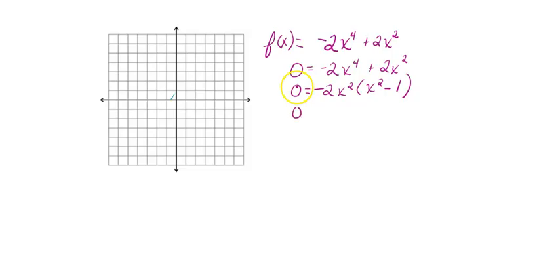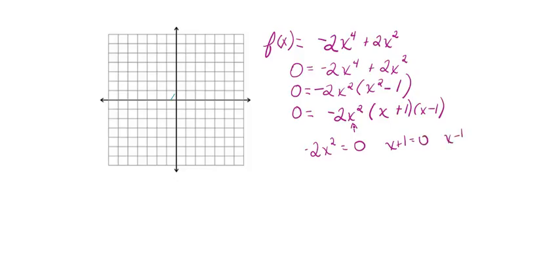Now, I can do one more factor. I can factor out that quadratic. I have this quadratic, -2x squared, and then I can factor this. This is a difference of 2 squares, so that factors into x plus 1 times x minus 1. So now I have my 3 factors. I actually have 4 factors because this is x times x, but we're going to leave it as x squared right now, because I can just set each one of these 3 factors that I have equal to 0 to solve. So -2x squared equals 0, x plus 1 equals 0, and x minus 1 equals 0.